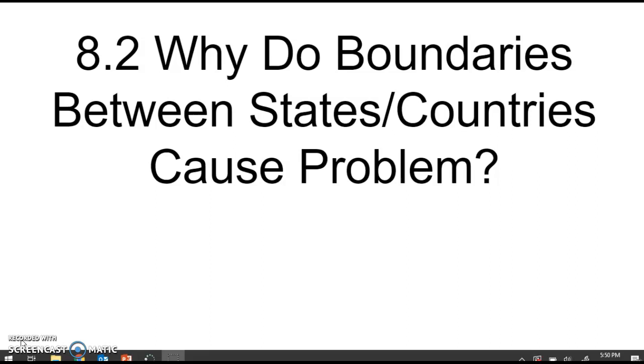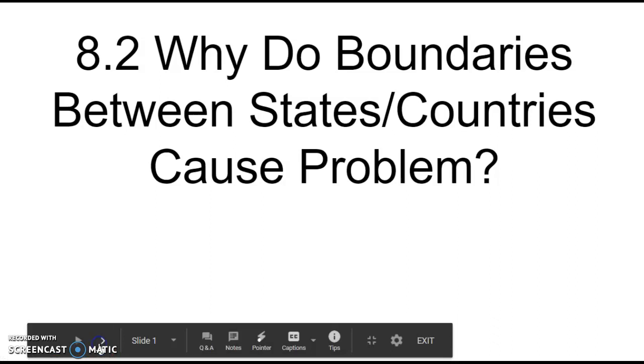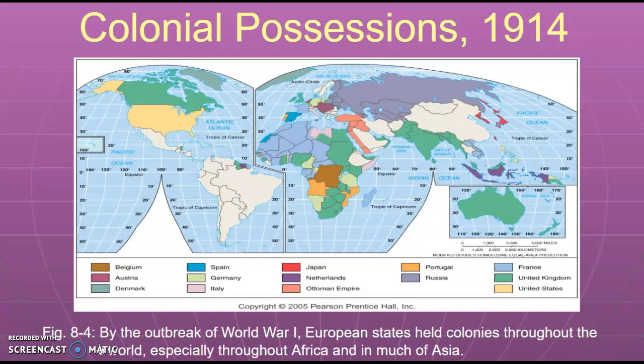So let's take a look here, what we're starting with here. I don't know why this isn't going. There we go. What we're starting with here is colonialism. So to really understand a country and the boundaries, we need to understand some things about colonialism. These are the colonial possessions you see in 1914 throughout the world.